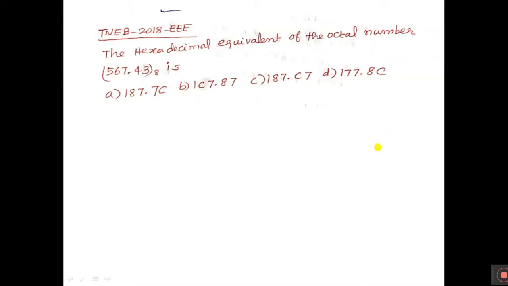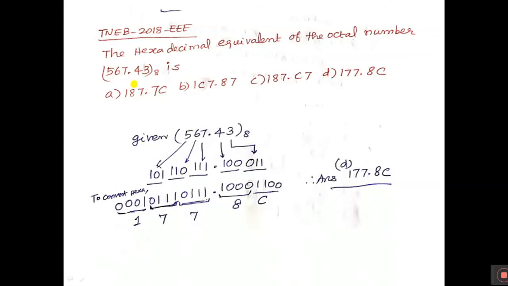You can directly convert this number into decimal, and from decimal you can write it in hexadecimal. That is one possibility. But another easy method is you can directly write this given number in terms of binary. The corresponding binary of 5 is 101, the corresponding binary of 6 is 110, of 7 is 111, of 4 is 100, of 3 is 011.